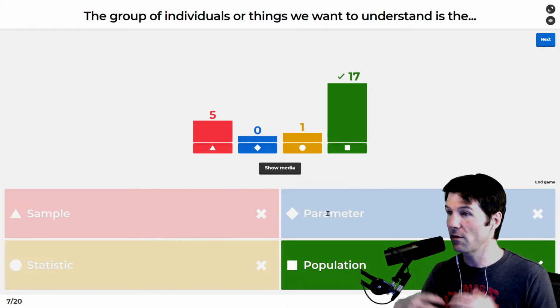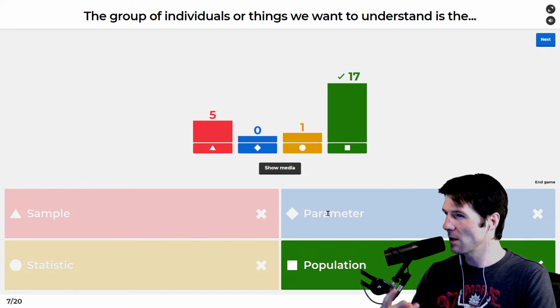Sometimes these words get a little bit confusing. I've heard them 1,000 times, so my brain's used to them, but hopefully these examples help out.